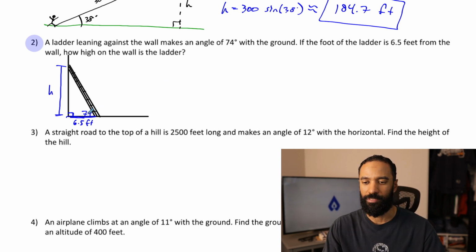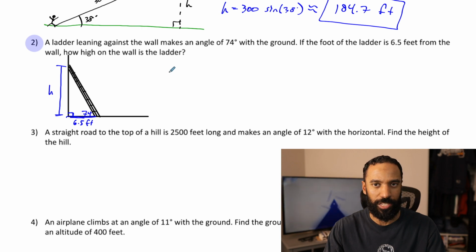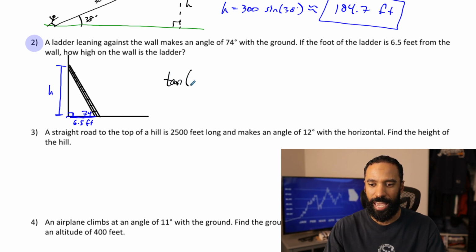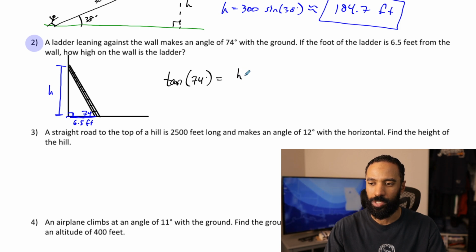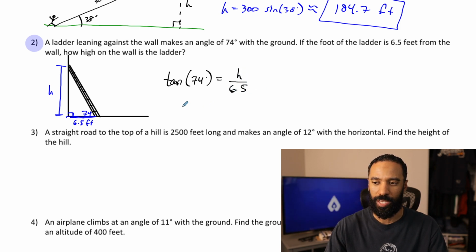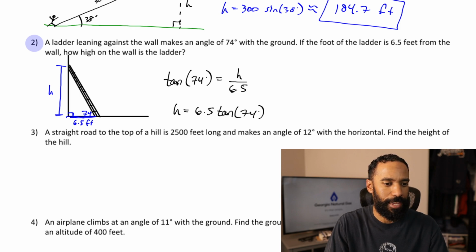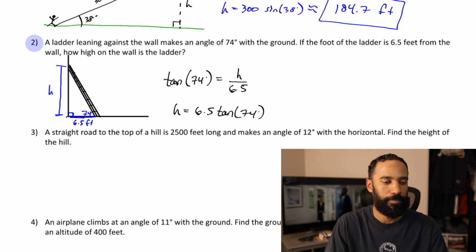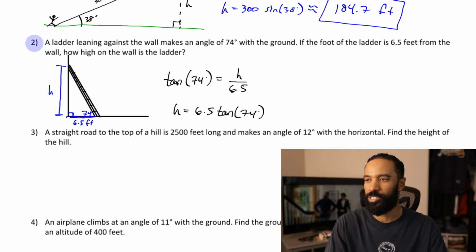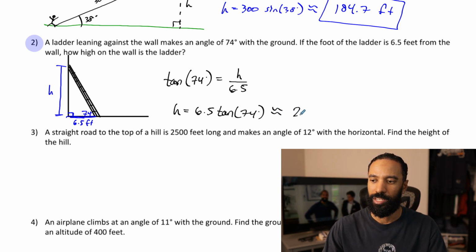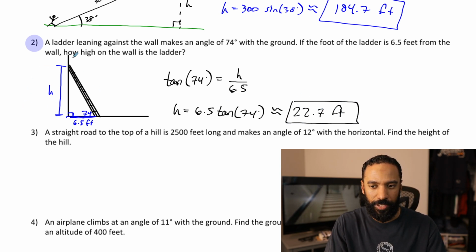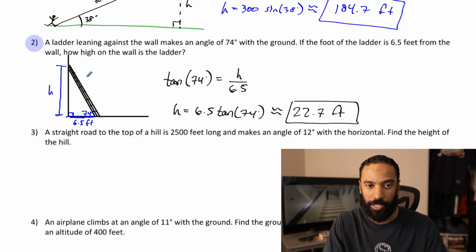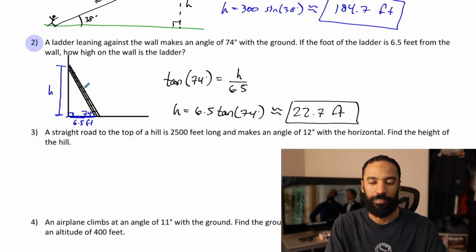So right triangle, we know the 74-degree angle. We're trying to find opposite. We know the adjacent. This will be tangent. The tangent of 74 degrees equals opposite over adjacent. We'll multiply both sides by 6.5. And once again, write the exact answer first before you go to calculator mode. 6.5 times the tangent of 74 gives me 22.66, so about 22.7 feet. Now that is the height of the ladder on the wall. We never did answer how long the ladder is. Could have asked. It didn't. But you probably would have used cosine for that scenario.